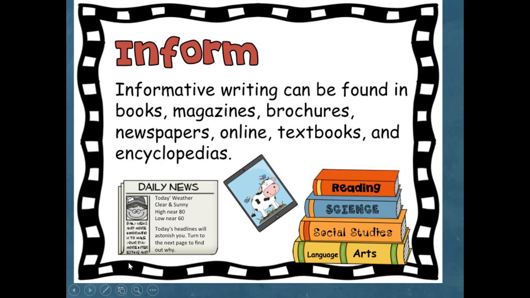Examples of informative writing: the newspaper, just like we said. Not only can it persuade you with articles, but it can also give you facts and information. Like right here, it's telling us the weather. That's informing us of the day. Our textbooks at school give us facts and information. We can find websites that are safe and secure that give us factual information, like the ones we use at school. Discovery Education, Wonders, those have factual information.